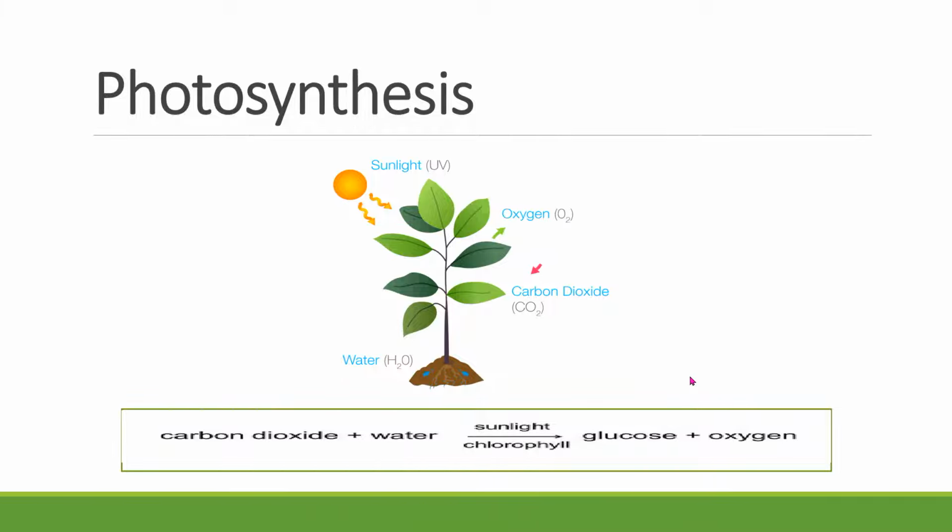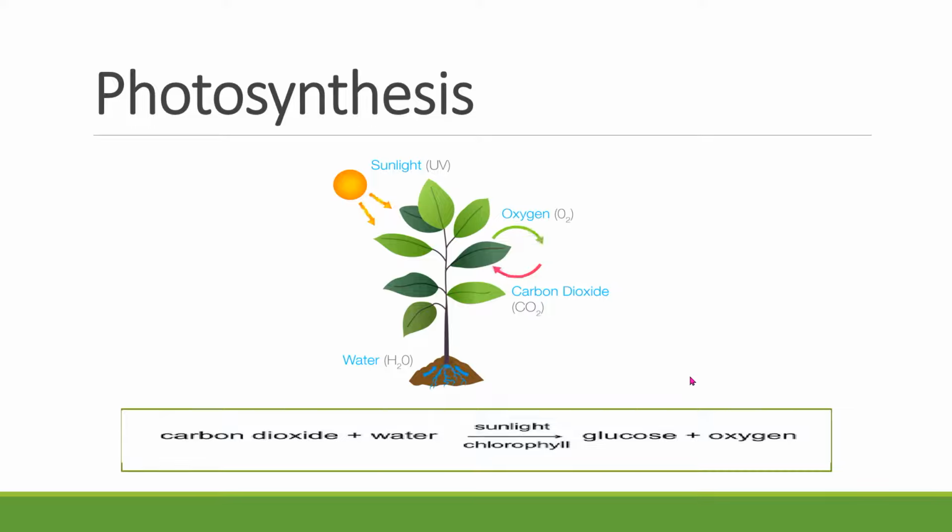Children, leaves are green in color due to the presence of a green pigment called chlorophyll. It helps to trap the sunlight. Now we'll discuss the process of making food by the plants. Children, this process is called photosynthesis. Photo means light, synthesis means putting things together.